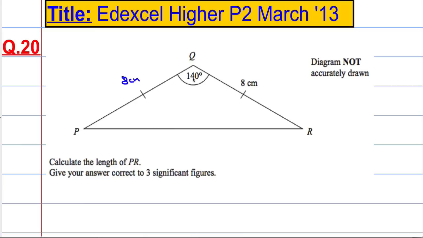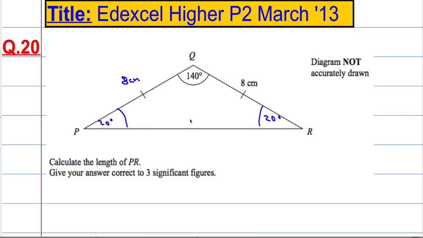And if this is 140 degrees, that means there's 40 degrees left for these two angles here, which means that each angle must be 20 degrees because they must be the same size. Now, a couple of ways we could go about this. We could use the cosine rule.